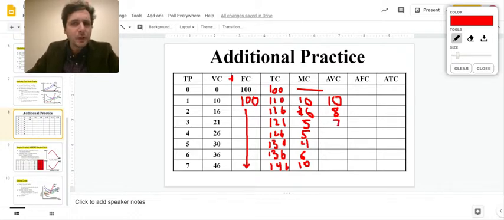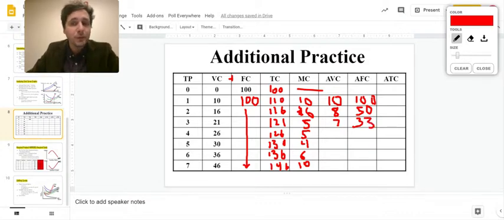How to find average fixed costs? I simply do the same thing. 100, or my fixed cost, divided by my quantity. So 100 divided by 1 is going to be 100. 100 divided by 2 is going to be 50. 100 divided by 3 is going to be 33, and on it goes.